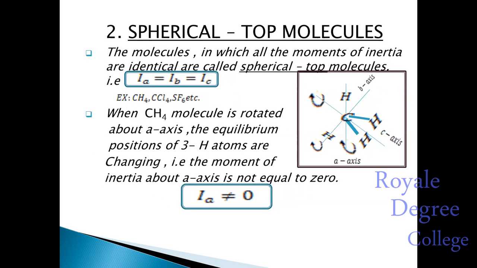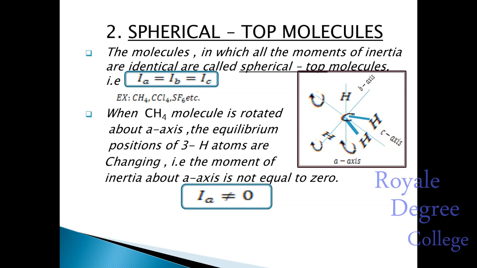Next, we will study the second type of molecule, that is the spherical top molecule. Here you can see the figure. The molecules in which all the moments of inertia are identical are called spherical top molecules. Here IA equal to IB, IB equal to IC. Examples here are CH4, methane, carbon tetrachloride, sulfur hexafluoride. All these are examples of spherical top molecules.